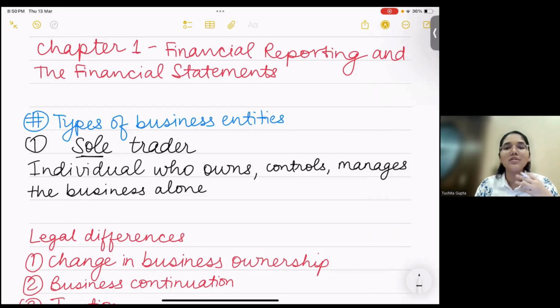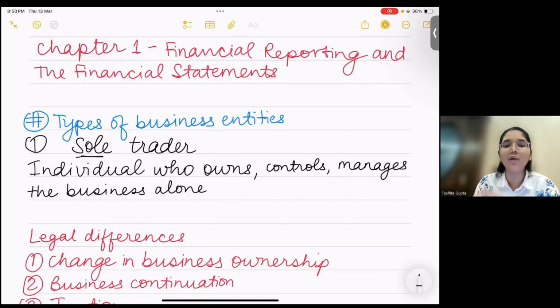So here, when you start a sole trading firm, you will be the owner of the business. That means all of the assets will be in your name. All of the liabilities you will be owing to the other people. Then controls. Control means you have the sole decision-making authority: if you have a specific asset, how you want to use it will be decided by you on your own. Nobody else will tell you that.